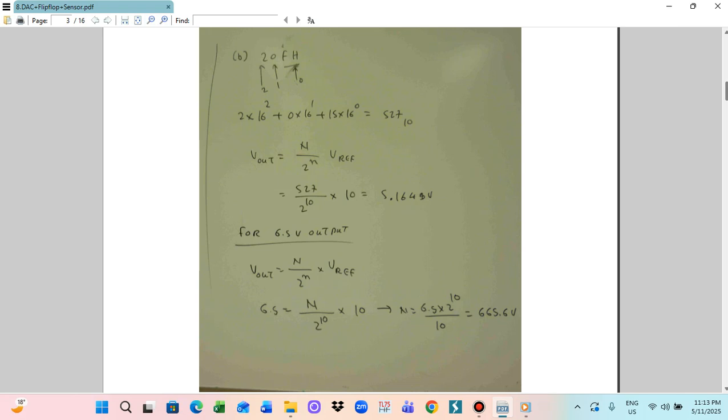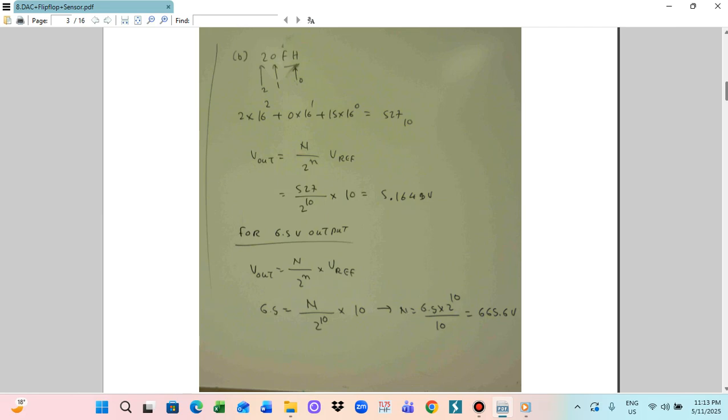If a digital binary number is given, you can directly substitute in the above formula. V out is going to be reference multiplied by B1 times 2 power minus 1, plus B2 times 2 power minus 2, up to Bn times 2 power minus n. If the input is given as a binary number, you can use that formula. But if the input is given in octal or hexadecimal, firstly you need to change it to decimal, and then use the formula.